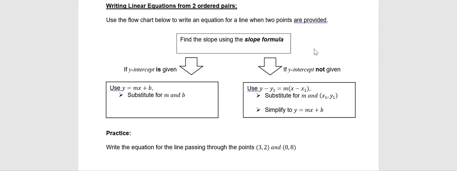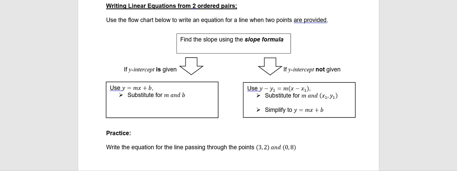So in this video, we're ready to extend our discussion into writing equations for lines, again, typically in the default form of slope-intercept form. But the given information today is going to be two ordered pairs. So all I know is that I have two known points on the line, identified by their ordered pairs, and I'm going to have to find a way of writing the equation in slope-intercept form from that information.